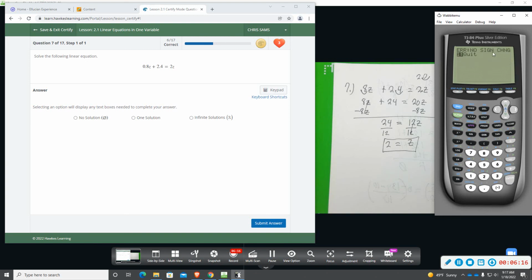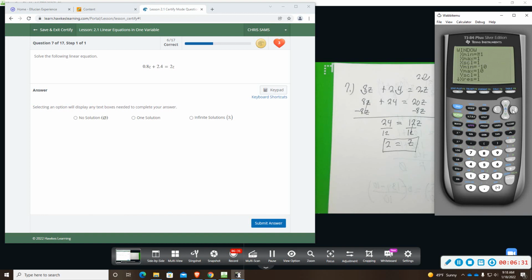And right now it says no sign change. So what that means is that your answer is not in the viewing window. It cannot find it because it's too small. Okay, so I'm going to quit. I'm going to go back to graph and see my thing, and I'm going to go to window.